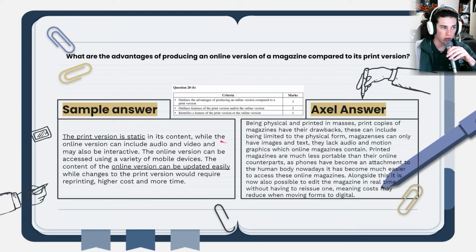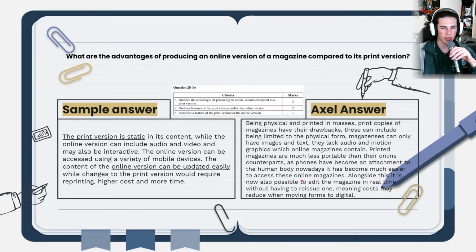Alright, elaborating though. In physical and printed in masses, print copies of magazines have their drawbacks. These can include being limited only to the physical form. Magazines can only have images and text while they lack audio and motion graphics, which online magazines contain. Printed magazines are much less portable than the online counterparts. As phones have become an attachment to the human body nowadays, it has become much easier to access these online magazines. Alongside this, it is now possible to edit the magazines in real time without having to reissue them, meaning costs have drastically reduced when moving to digital.